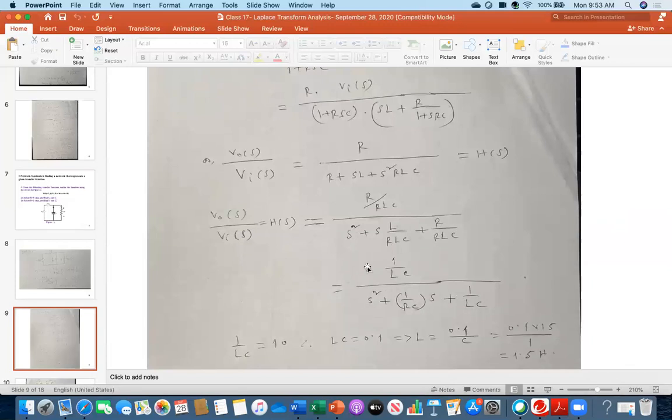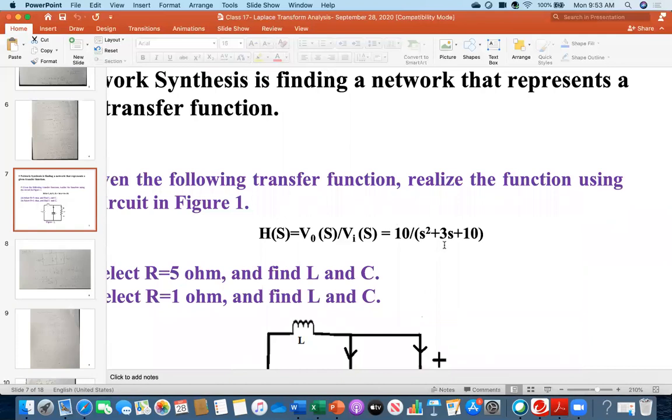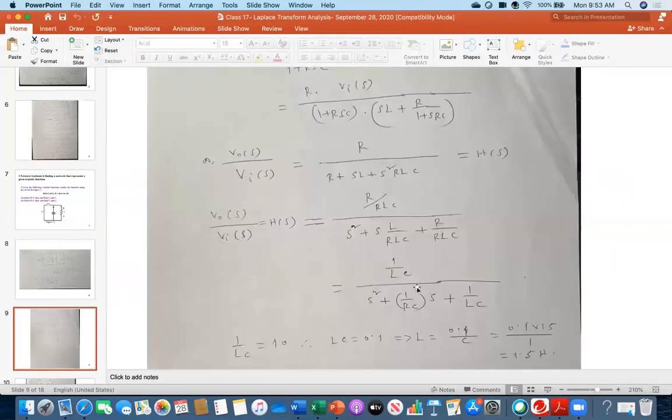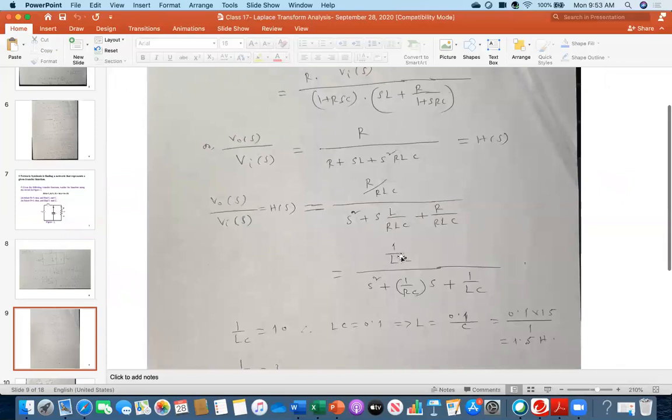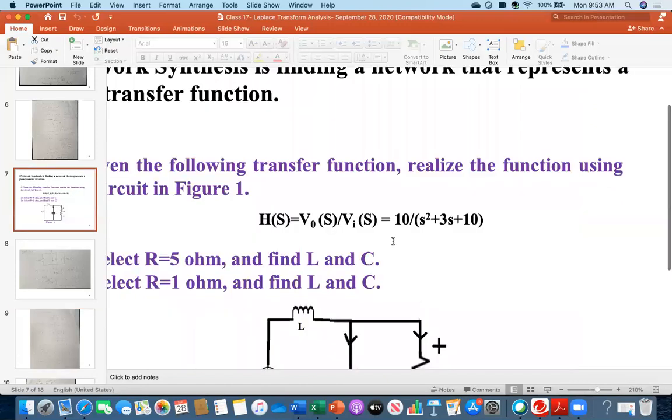Now see, this form corresponds to that given form, 10 over this one: some constant divided by S squared plus S multiplied by some constant plus a constant number. So exactly I made it in that format. Everybody see what I am saying? Some constant divided by S squared, S multiplied by a constant plus a constant number. And then you see 1 over LC, here 1 over LC, it is the same. And exactly look, there also it was the same. It was 10 and then that number was 10.